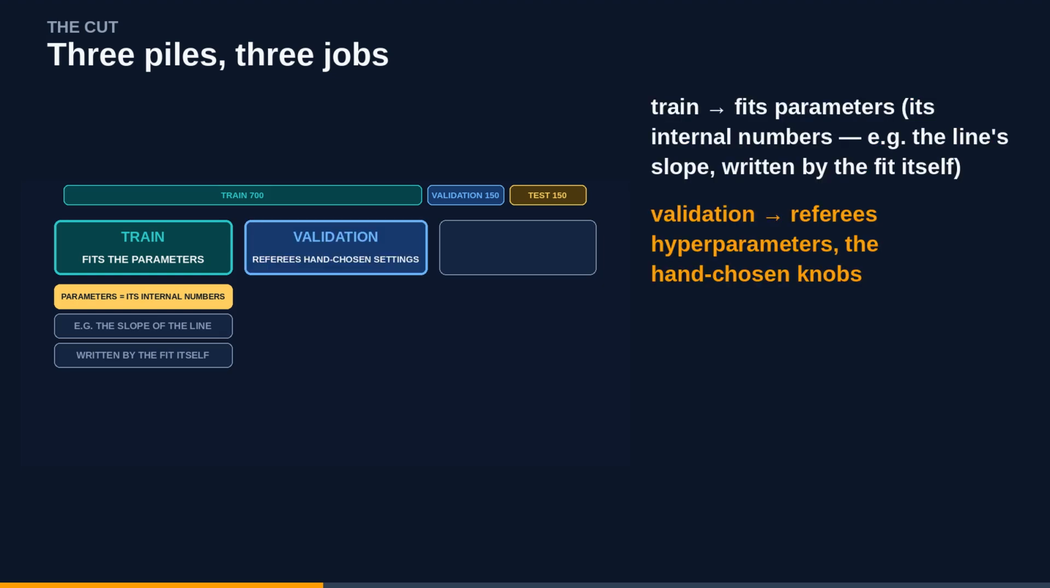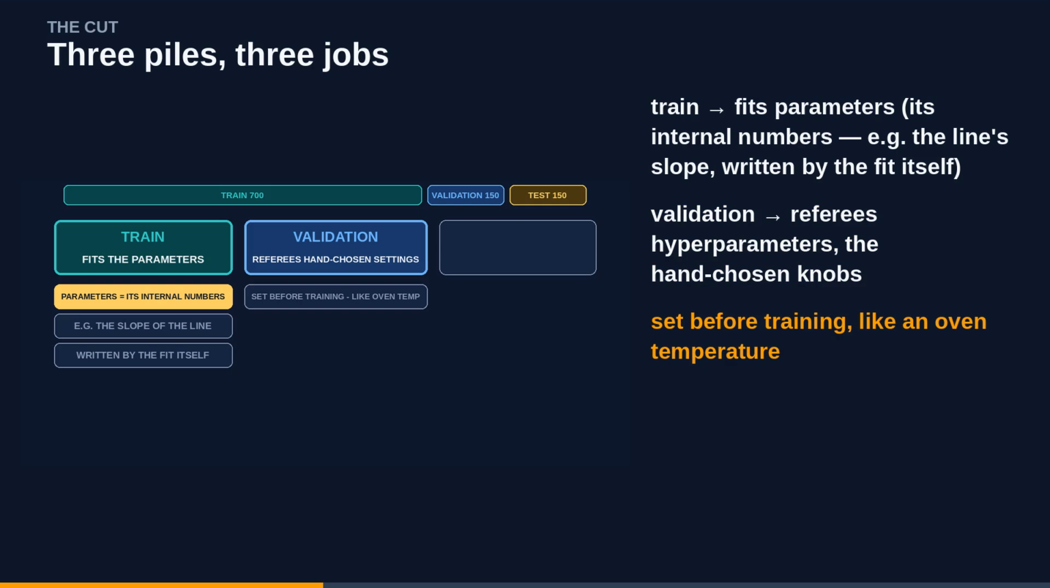The validation pile answers a different kind of question, because some settings the fitting process cannot write. It cannot decide how deep a decision tree may grow, or how strongly to penalize complexity, any more than a cake can set its own oven temperature. Those knobs must be fixed by hand before training ever starts. Settings of that kind are called hyperparameters, hyper, because they sit above the fit, chosen before it runs. The validation pile is where your hand-chosen candidates will compete, and the very next board runs that contest with real numbers.